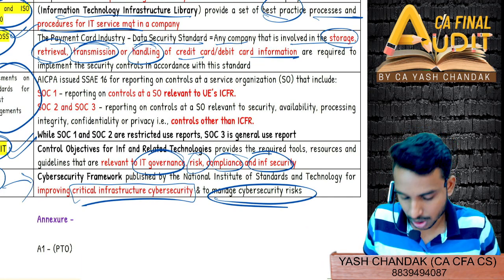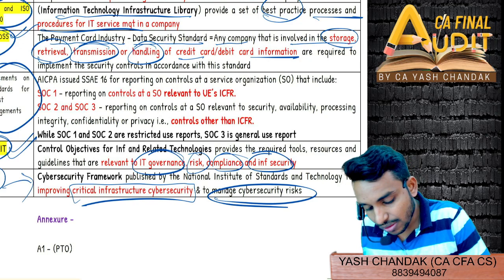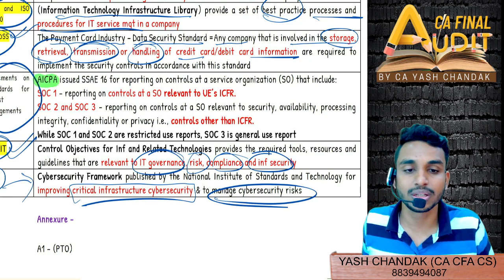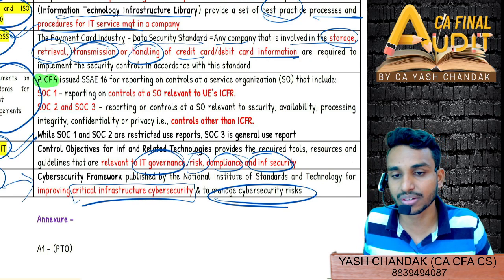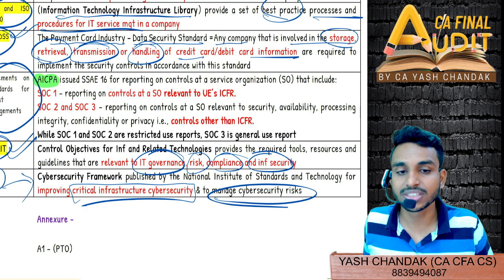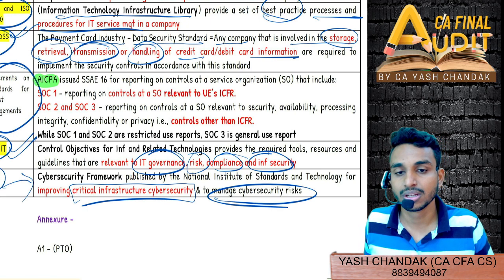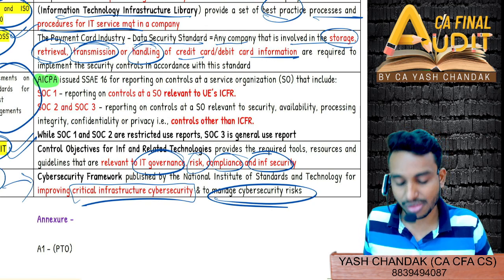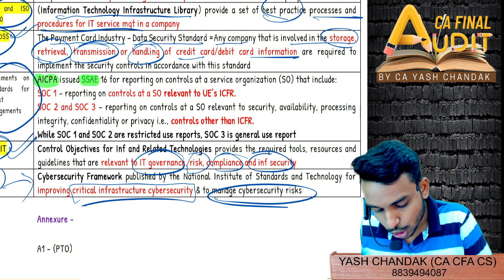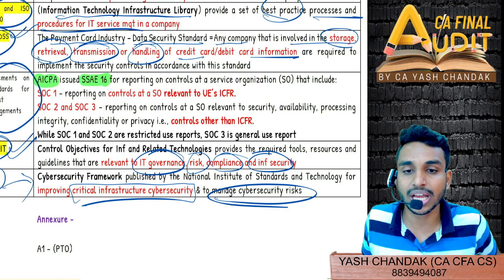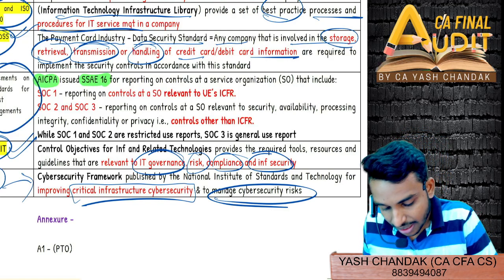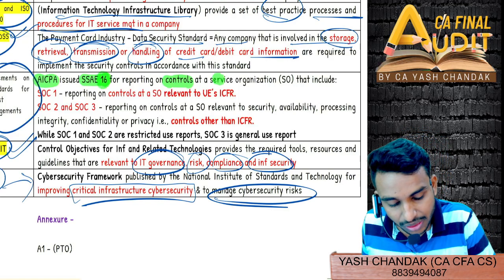SA 402. Similarly, AICPA, not ICI. AICPA is what? American Institute of Certified Public Accountants, the largest body of chartered accountants in terms of number of members. And later ICI comes as a second. Now AICPA has issued SSAE 16, Standards on Assurance Engagements 16, for reporting on controls at service organization.